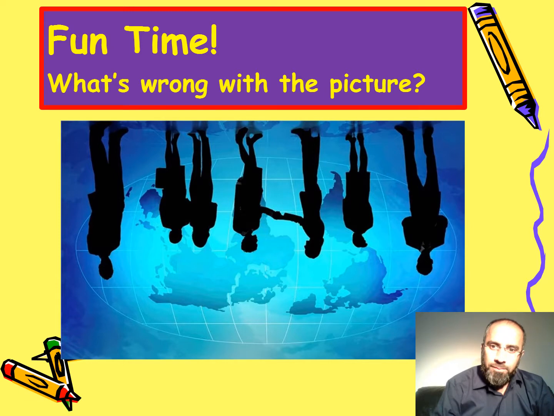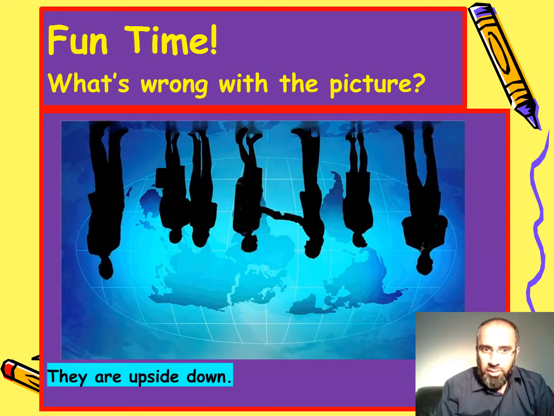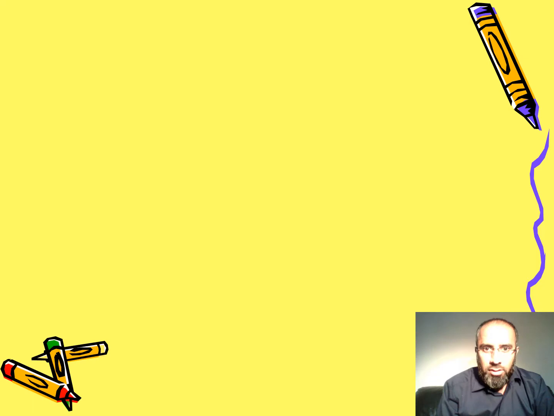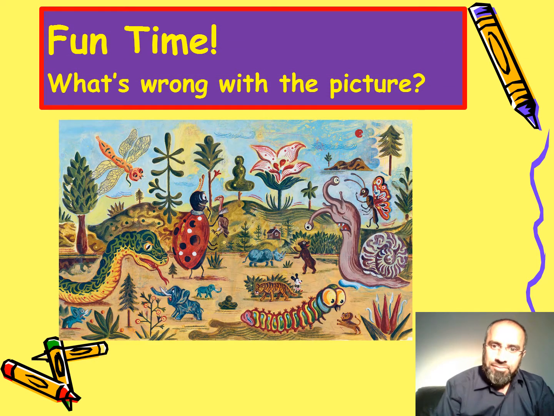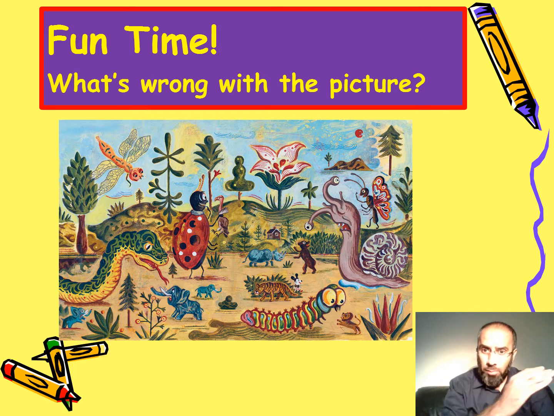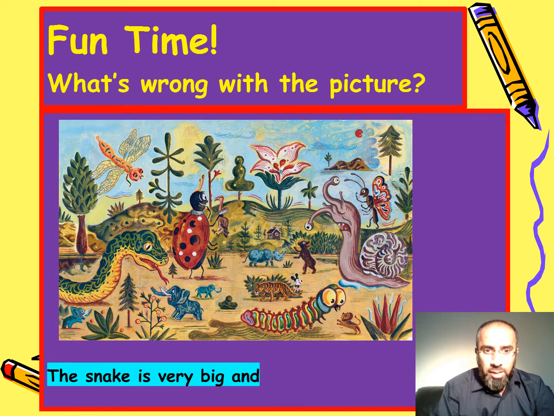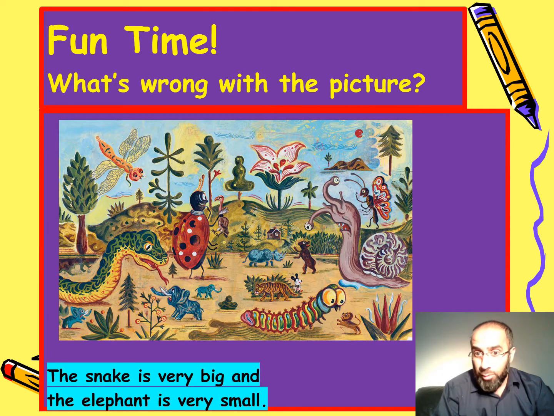What about this one now? So the people are upside down. Very good. What about this one? Yes, you're right. The elephant is very small and the snake is very big. So it's the opposite. Do you think it's a real world? Nah, it's not a real world, is it? The problem here is that the snake is very big and the elephant is very small.